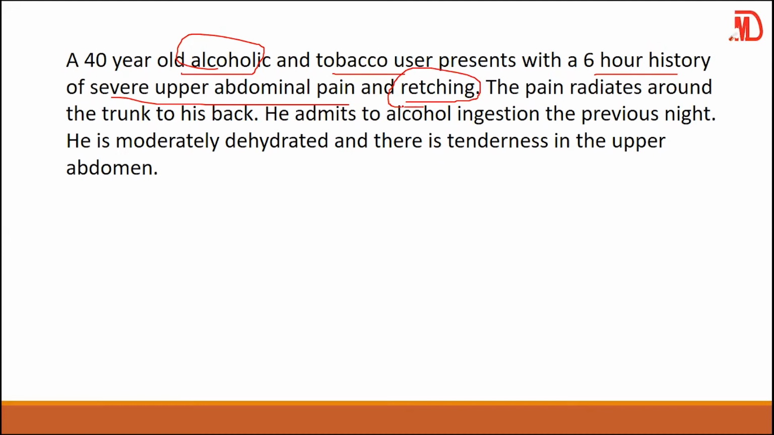All right. The pain radiates around the trunk to his back. He admits to alcohol ingestion the previous night. He is moderately dehydrated and there is tenderness in the upper abdomen. So this is something we see all the time in our settings. People who drink and at the same time smoke can come with severe abdominal pains, upper abdominal pains.